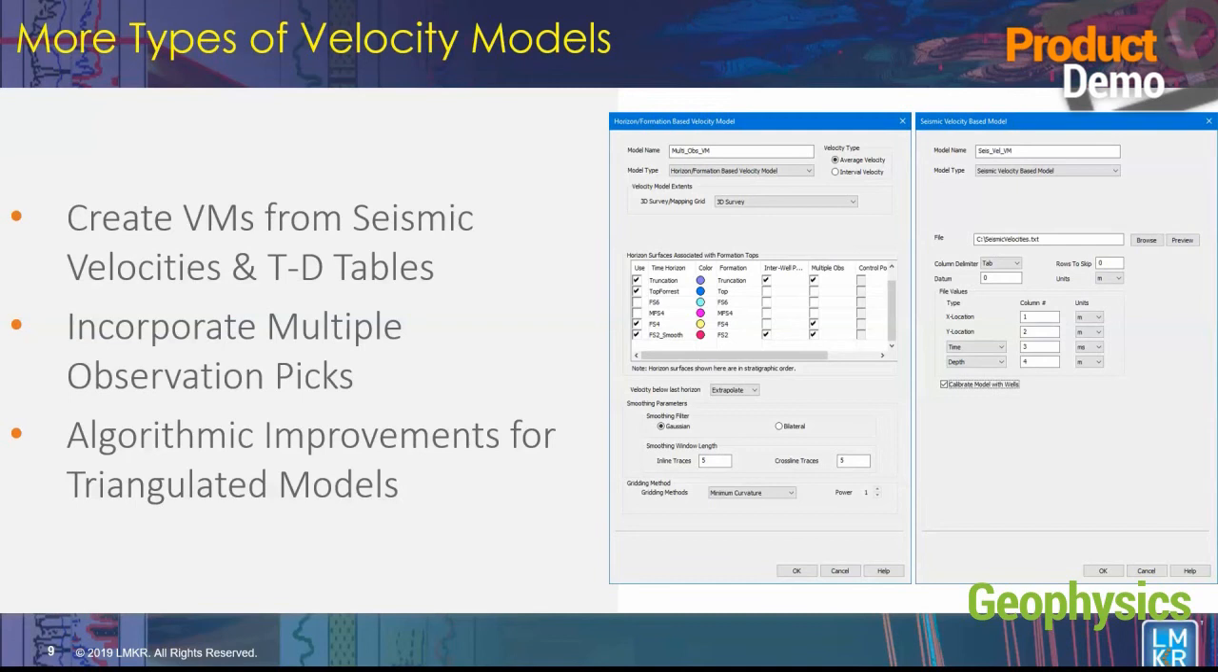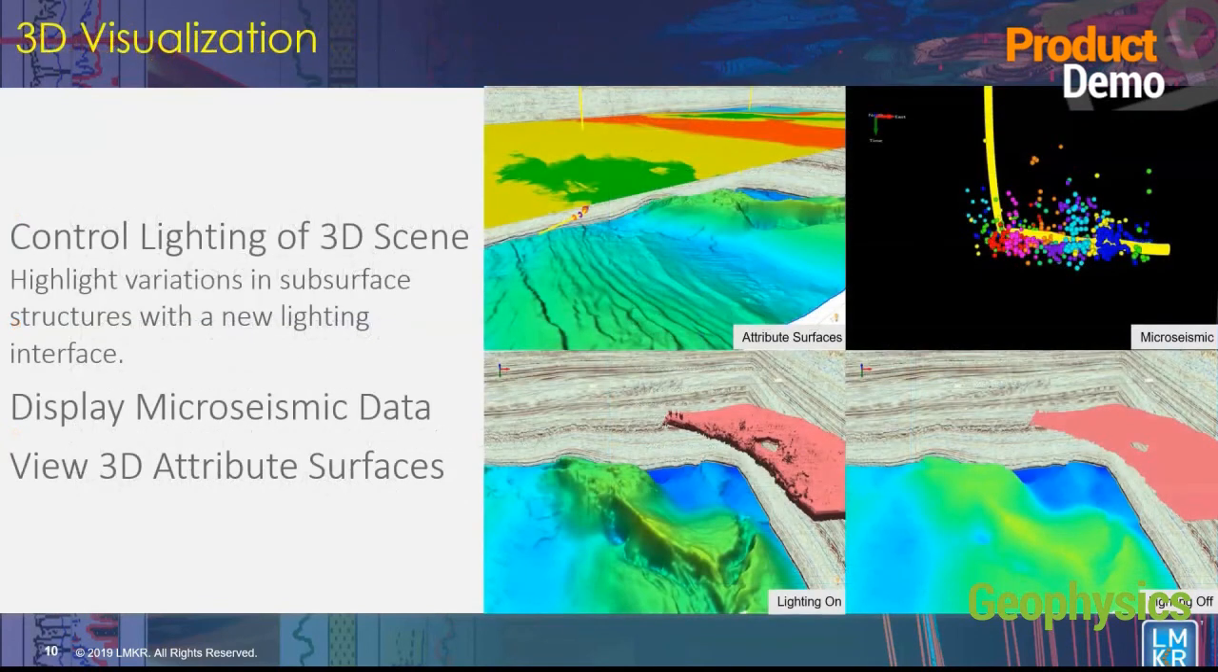We are always looking to improve our 3D visualization capability. 2019.3 is no different in that regard. Along with the multiple observation picks that I just showed you, we've added support for viewing attribute surfaces in 3D and also post microseismic data along wellbores. We've also added lighting to the 3D scene. That has a huge impact on visualizing the subtle variations in your surfaces.